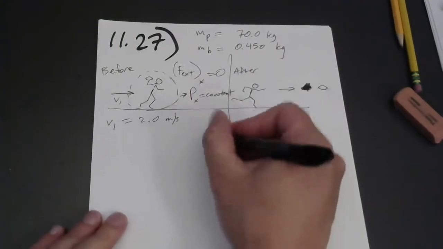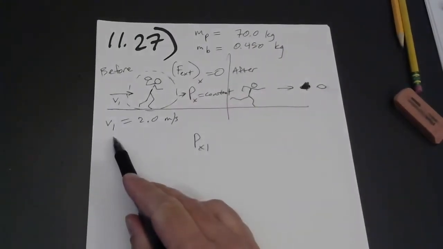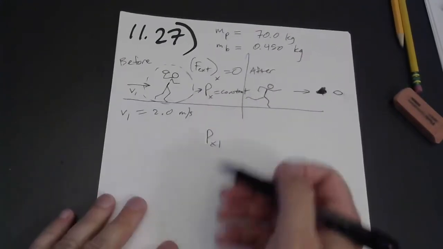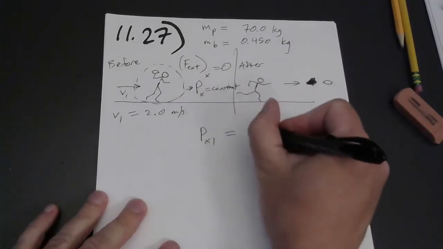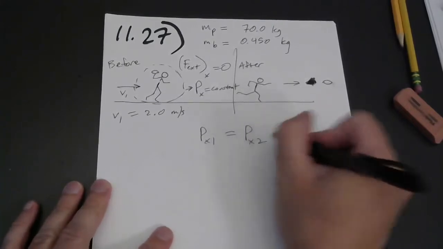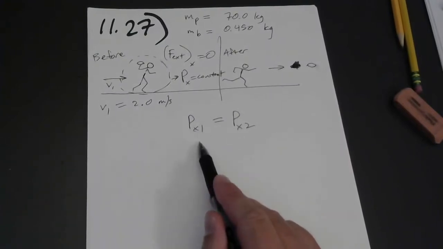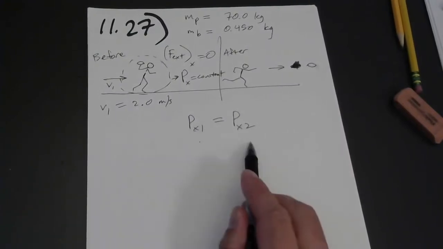So you could either start with this. You could say px at time 1. I'm using time 1 for before he throws the football. Time 2 is after he throws the football. The total momentum at time 1 should be the total momentum at time 2. That's one way to start this problem. You would just plug in the two separate momenta, ball and person, ball and person.